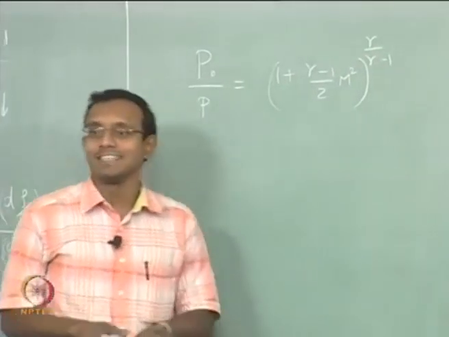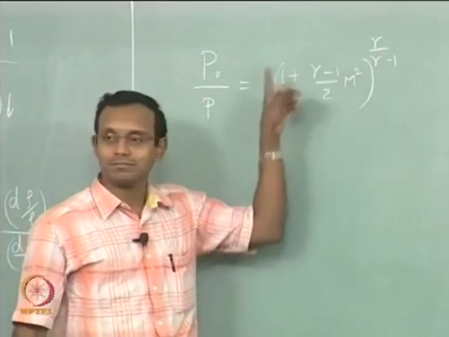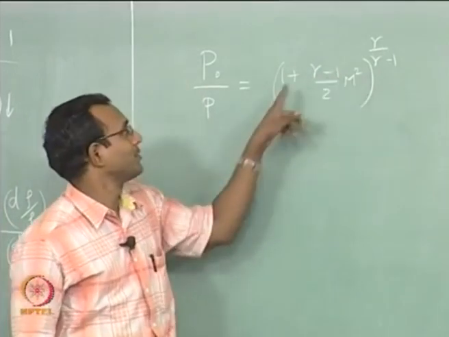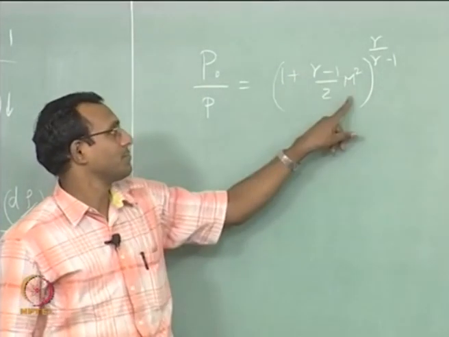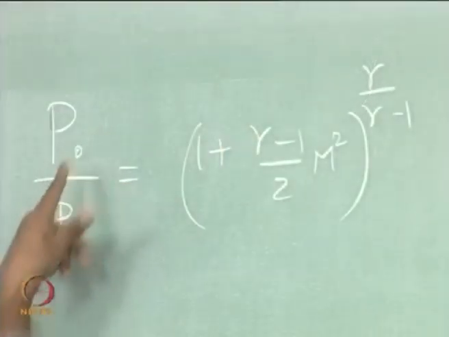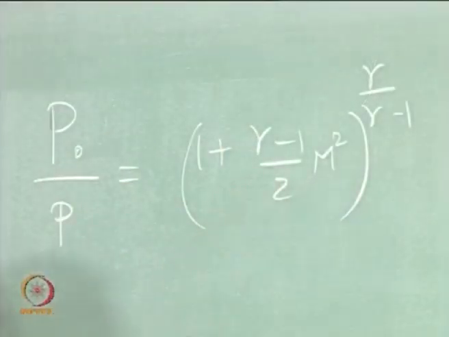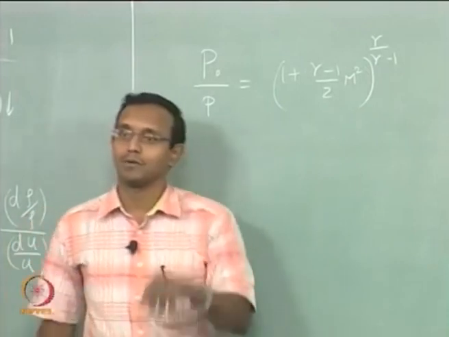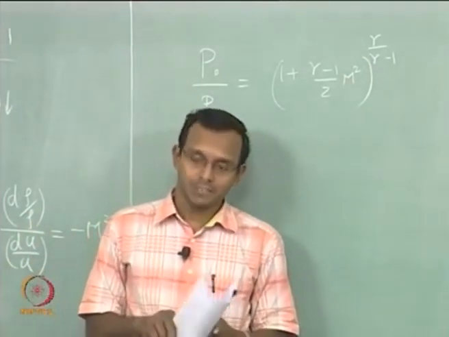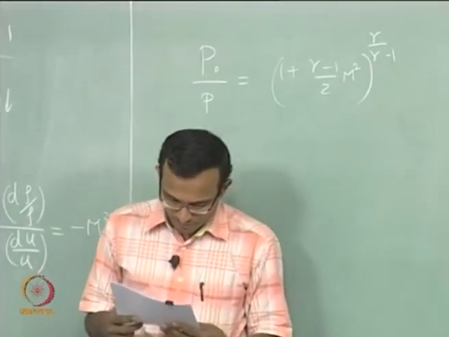I hopefully know the gas. If I don't know, I am in trouble. They should know the gas. Once I know the gas, this is just a function of Mach number. I am going to give you this number and this number, so I can find M. So, I know the Mach number at that particular point. That is one way of finding Mach number.